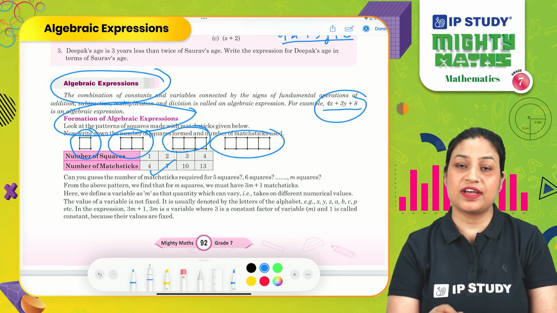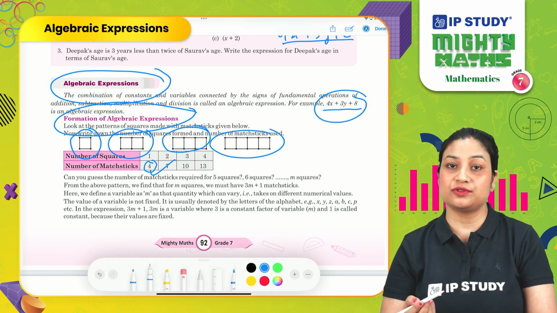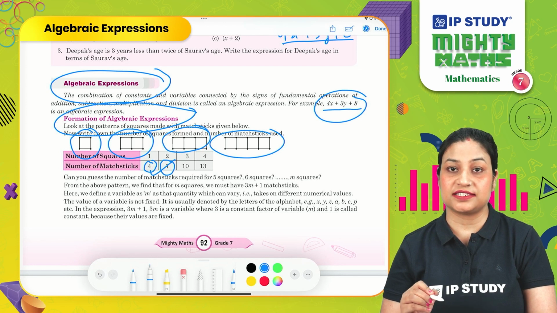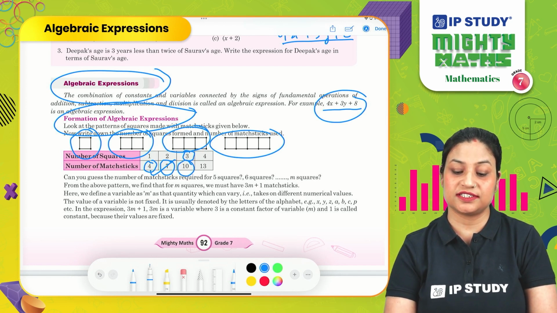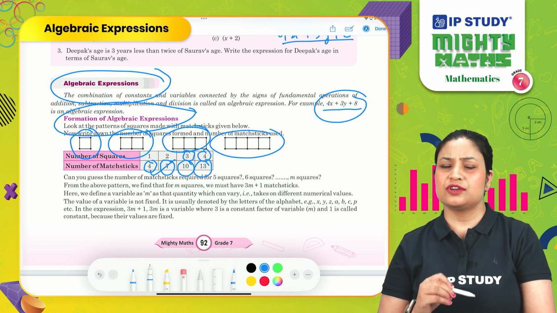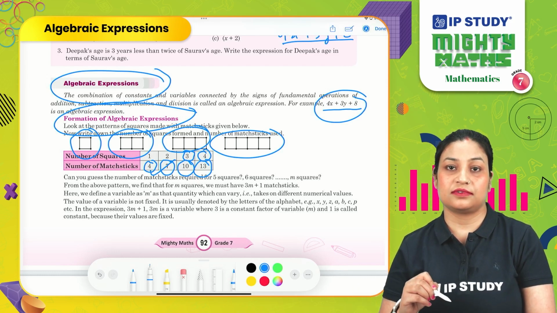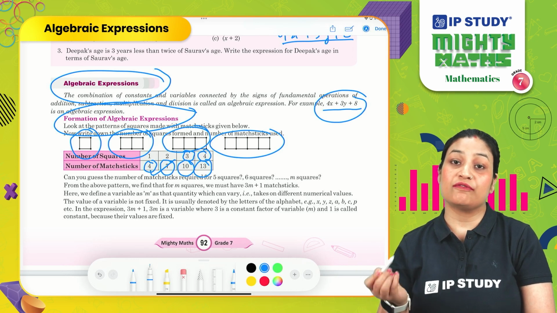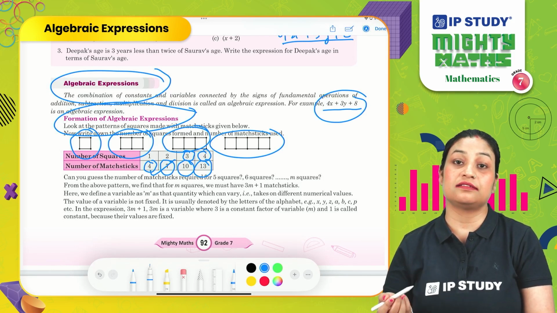You will write that when you were making a square, you used 4 matchsticks. When I asked you to make 2 squares, how many matchsticks did you use? You used 7 matchsticks, right? When you were making 3 squares, you used 10 matchsticks, and for 4 squares you used 13 matchsticks. So what is the relation between these numbers while making squares in a consecutive way, like 1, 2, 3, 4? For that you are using matchsticks 4, 7, 10 and 13.